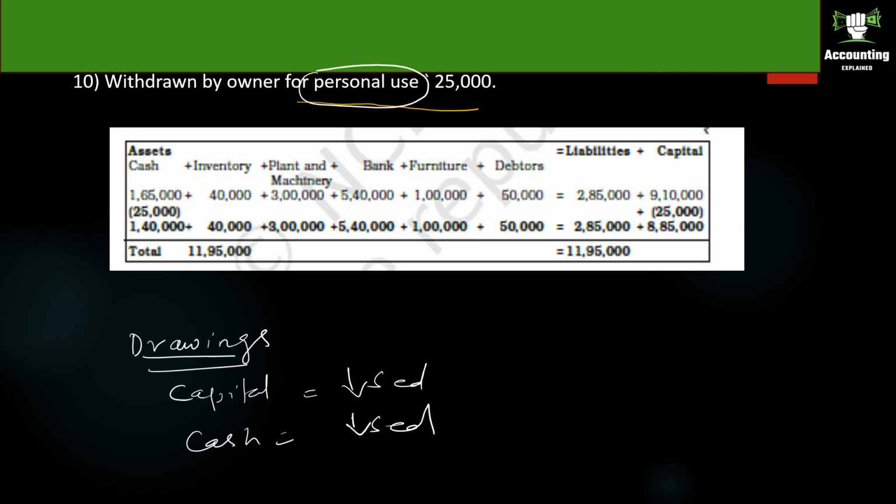So let us see how the transaction goes. From the previous transaction, the closing balance for cash is 1,65,000. Now he has withdrawn for personal use rupees 25,000. So cash has to be decreased by 25,000. So the new cash balance is 1,40,000. Inventory is 40,000, remains the same. Plant and machinery is 3 lakhs. Bank is 5,40,000. Furniture is 1 lakh. Debtors is 50,000, remains the same. So the total of assets is 11 lakh 95,000.